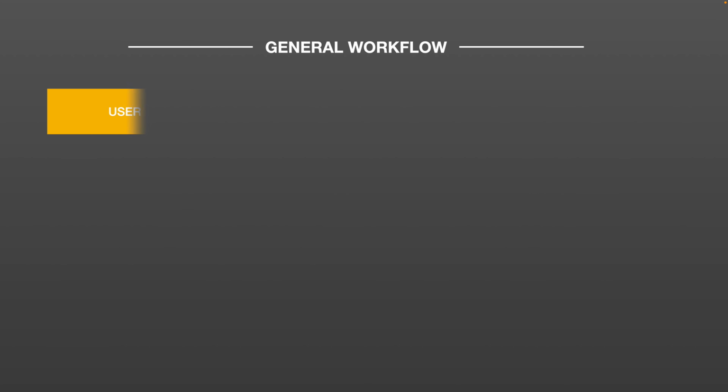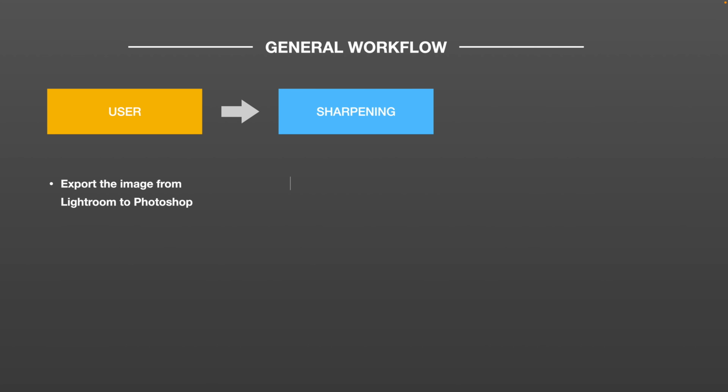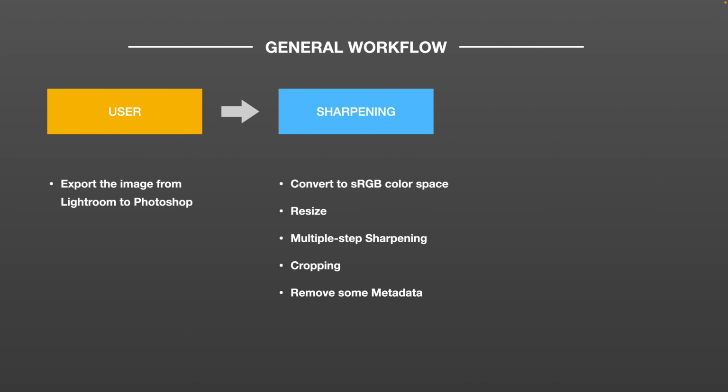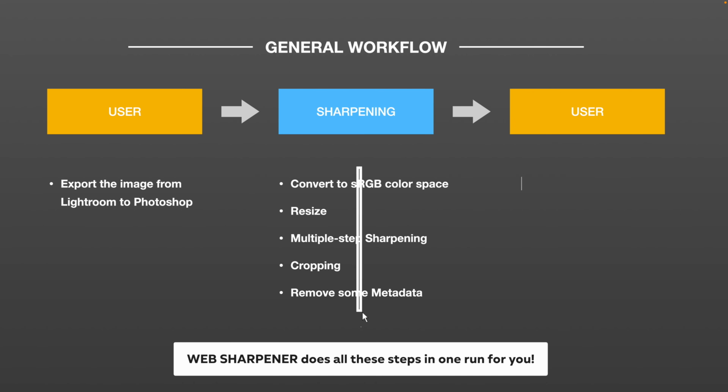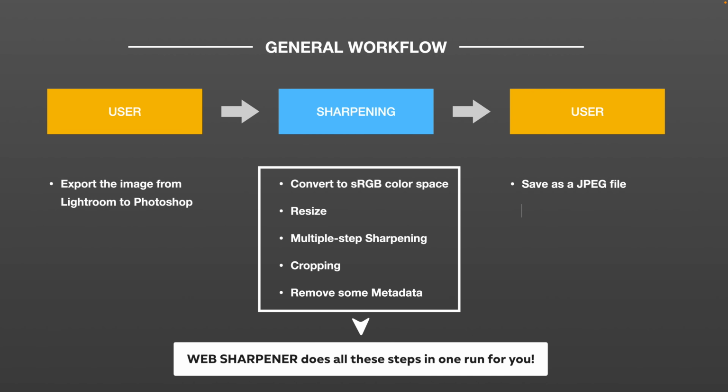Just to give you some context, when we export an image for the web, we need to apply a certain amount of sharpening based on the final output size, and the workflow usually involves several steps like convert to the sRGB color space, specifically suited for web sharing, resize the image, multiple step sharpening, cropping, remove metadata like the EXIF data of aperture, ISO, shutter speed and so on, and then save as a JPEG file with appropriate settings where to choose different compression ratios for image quality and other stuff.